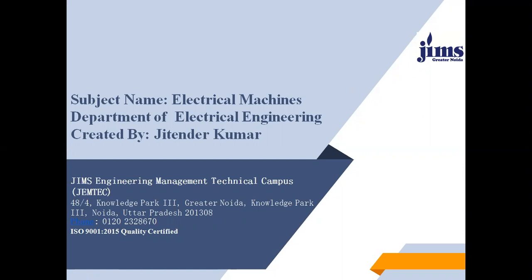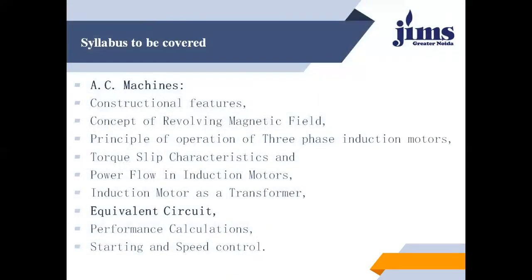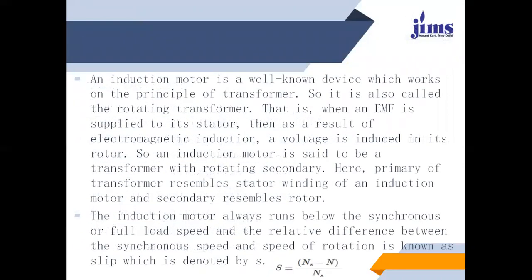In the previous lecture, we discussed various parameters related to electrical machines of DC or AC types. We also discussed the electrical induction machine operating as a transformer. Now we are discussing the equivalent circuit diagram of the AC machine. An induction motor is a well-known device which works on the principle of a transformer. So it is also called a rotating transformer.